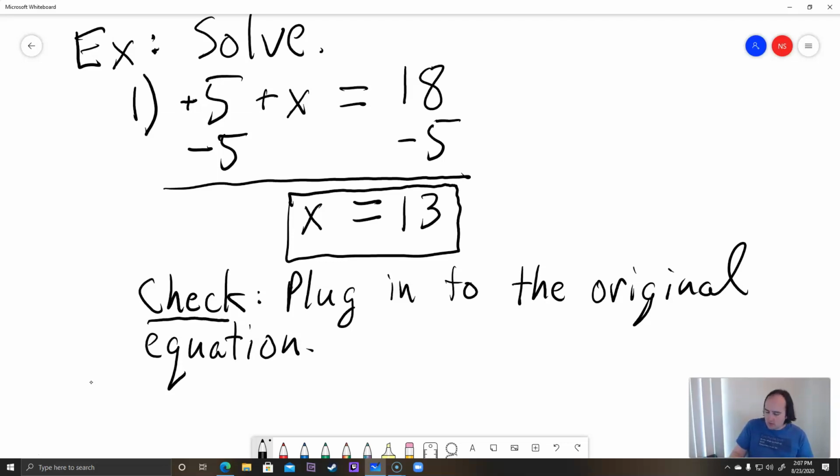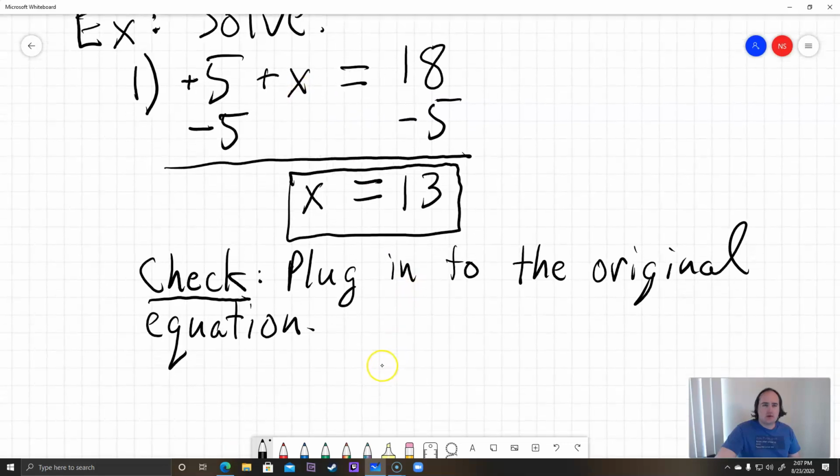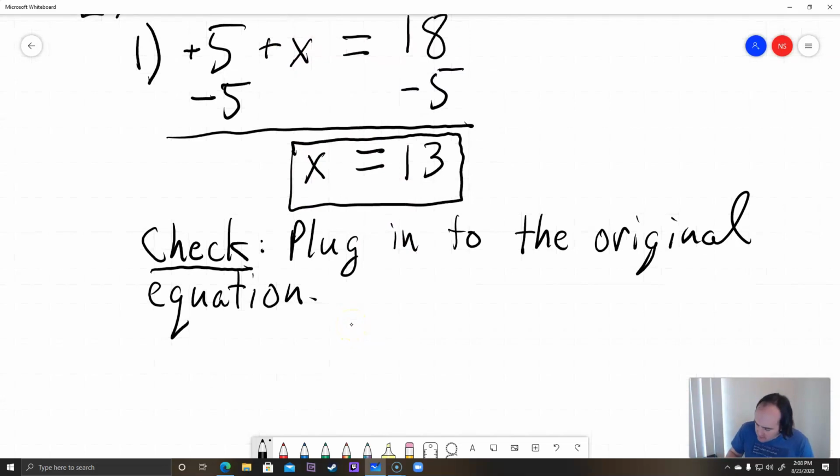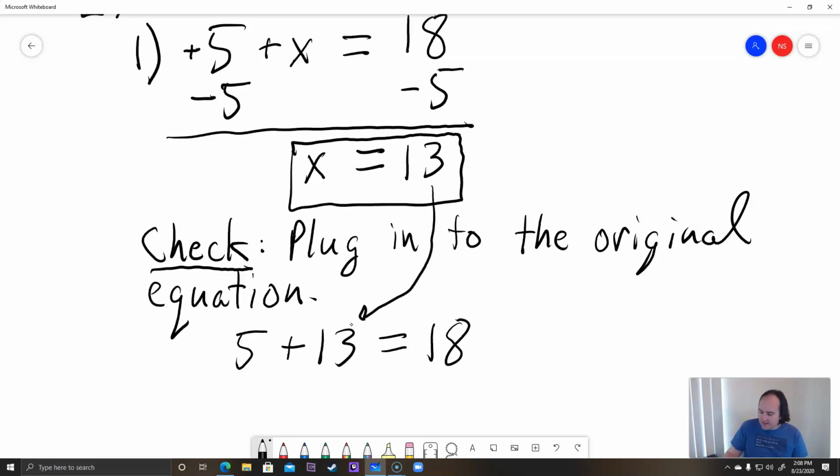Okay, so what are we plugging in here? We're plugging in x equals 13 into the original equation and seeing if it's true. So if I plug in 13 for x, I actually get 5 plus 13 equals 18. That's the original equation where I just plugged in 13 for x. Okay? And as you can see here, we know that 5 plus 13 is 18, so this is true. So some people like to put a check mark there to show that it's true.